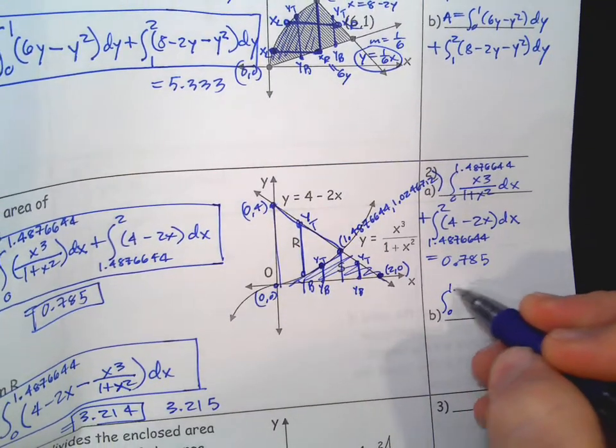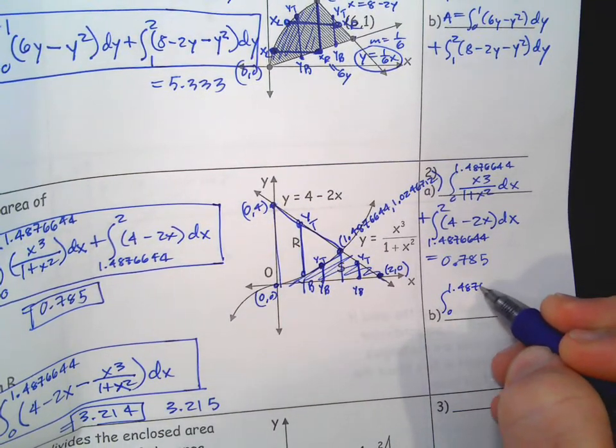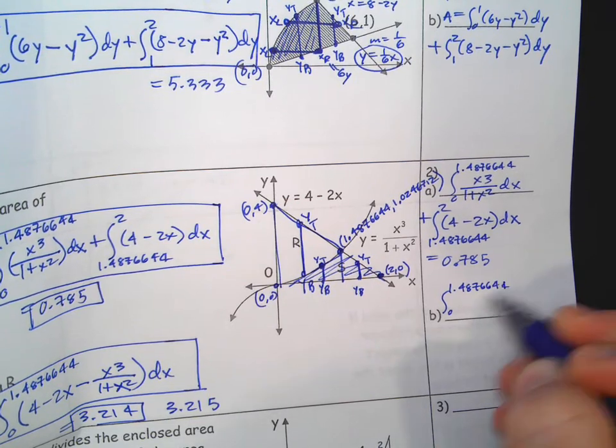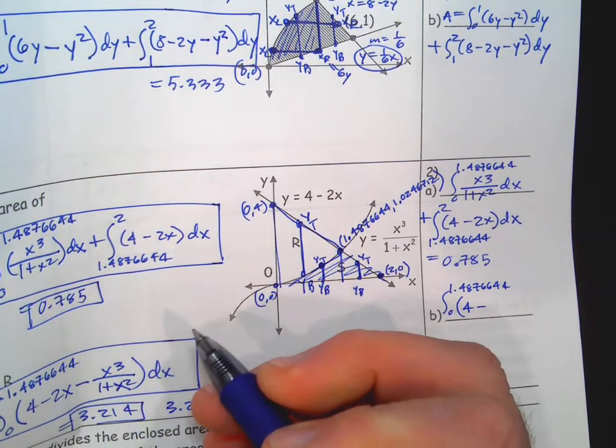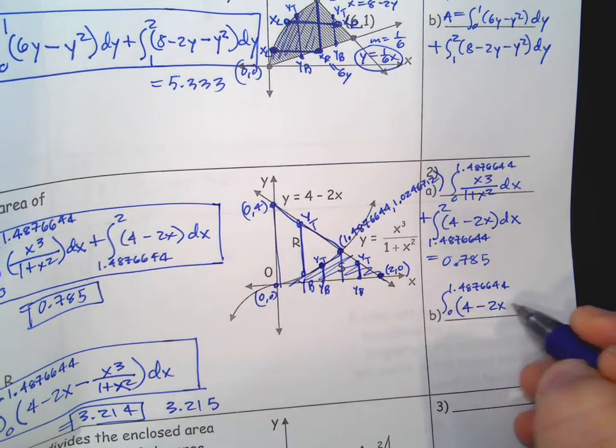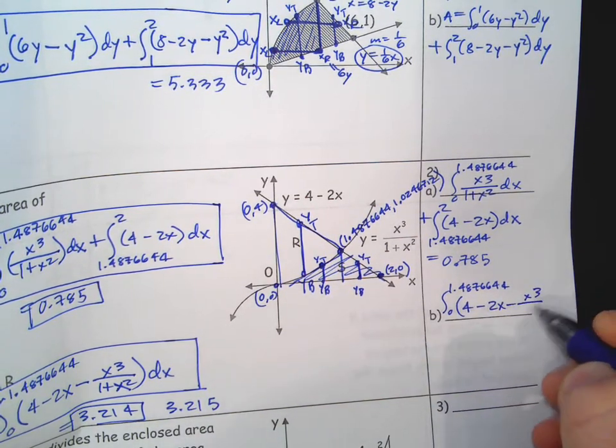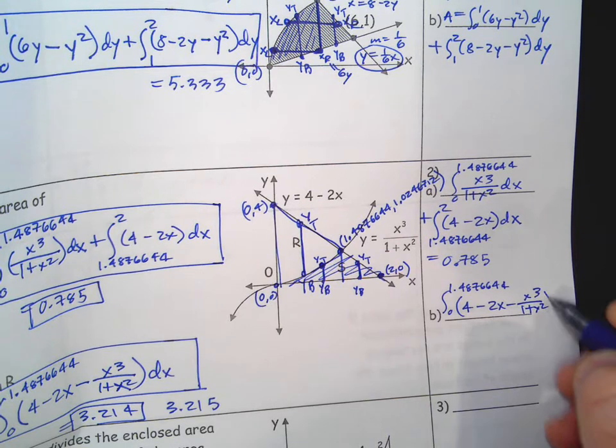0 to 1.48766644. Whatever you write down as your work should match your answer. So you're like, well, I used more decimals than I wrote. Not good enough. Whatever you're going to enter, that should be what you wrote.